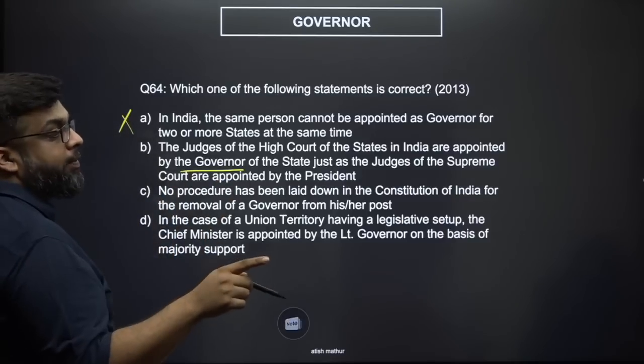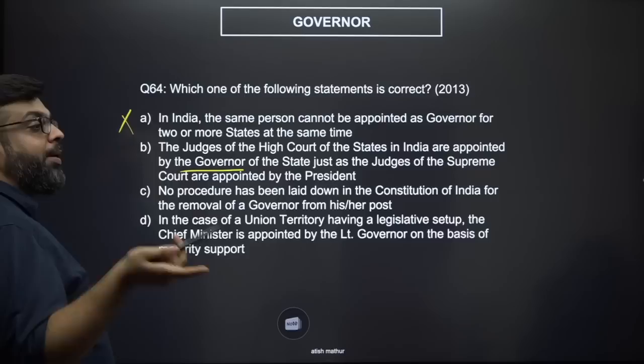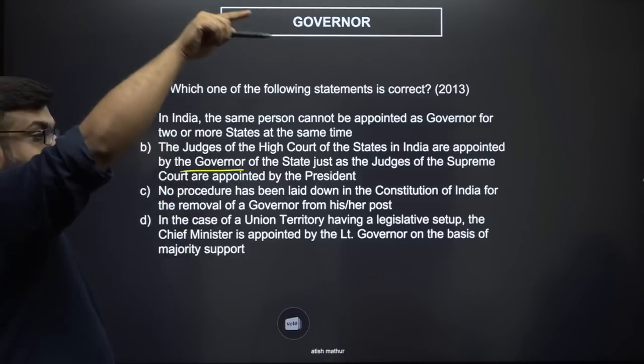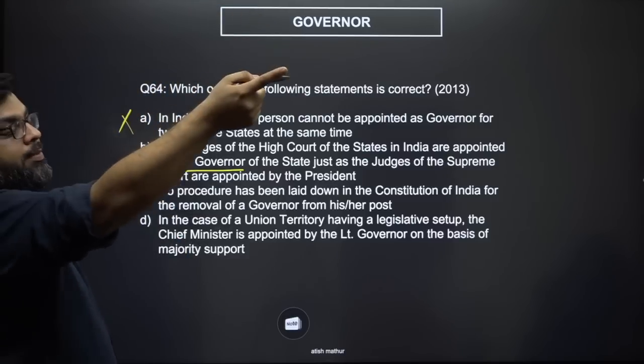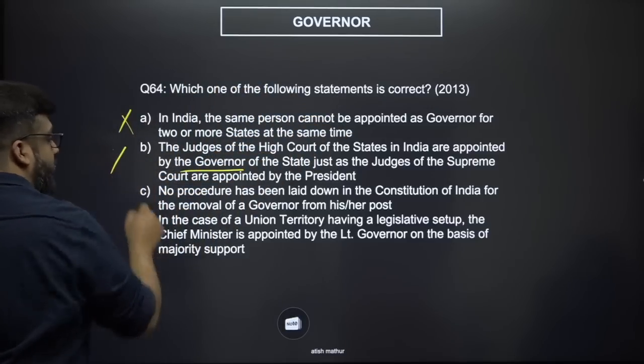The oath is given by the governor. This is why you have an independent and an integrated judiciary. If they're appointed by a collegium, and the collegium always recommends to the President, then the appointment will also be made by the President. So this is also wrong.